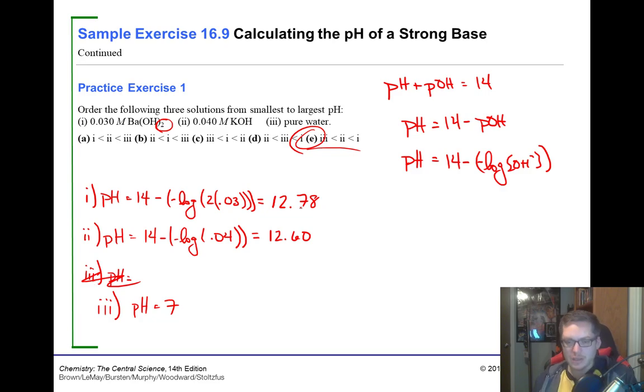All right, cool. So that's it with this stuff. The biggest trick here is just making sure that you're paying attention to how many hydroxides you're making on those bases. Don't fall for that trick. That's a common one students fall for.